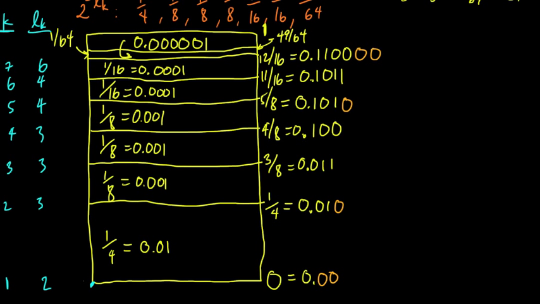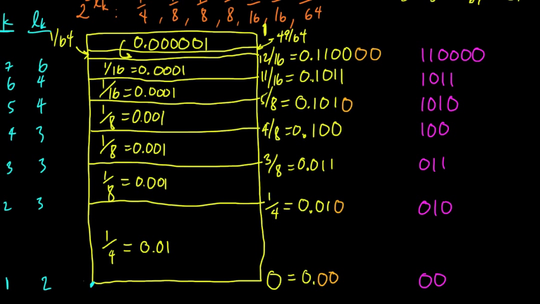And our code words then are, well, we just read them off here. So we have 00, 010, 011, 100, 1010, 1011, and 110000. Okay, so now we have our purported set of code words, and if all has gone according to plan, this set of code words should satisfy the prefix condition. Let's see. This one's not a prefix of any of those. That's not a prefix of any of those. And yes, we are looking good. So this indeed does give us a prefix code for those lengths.